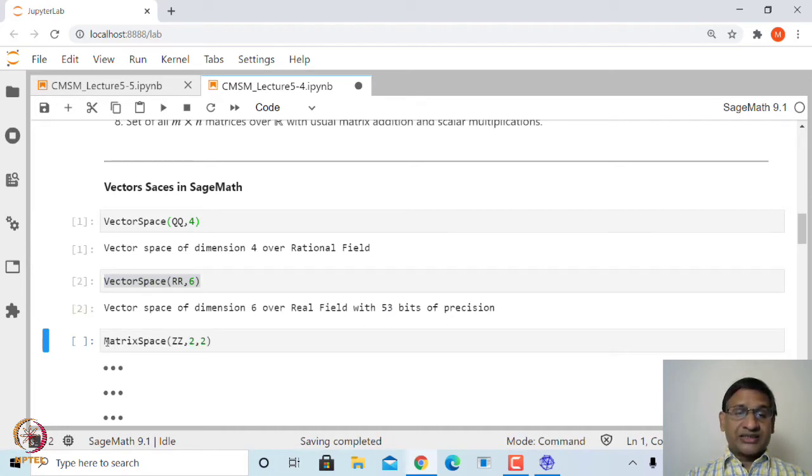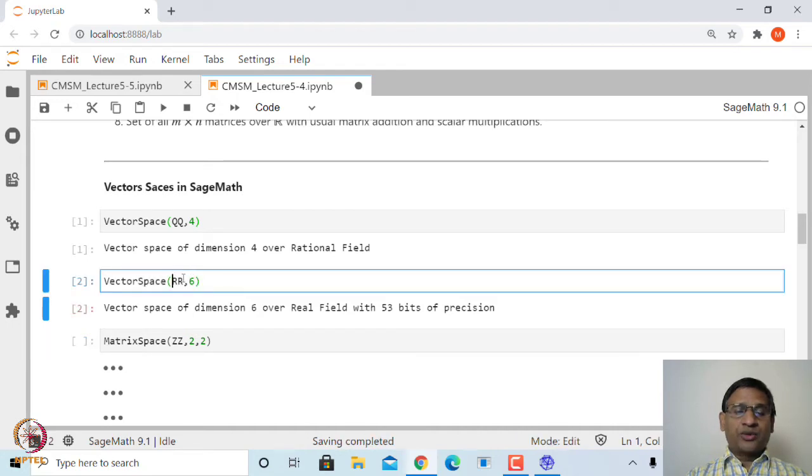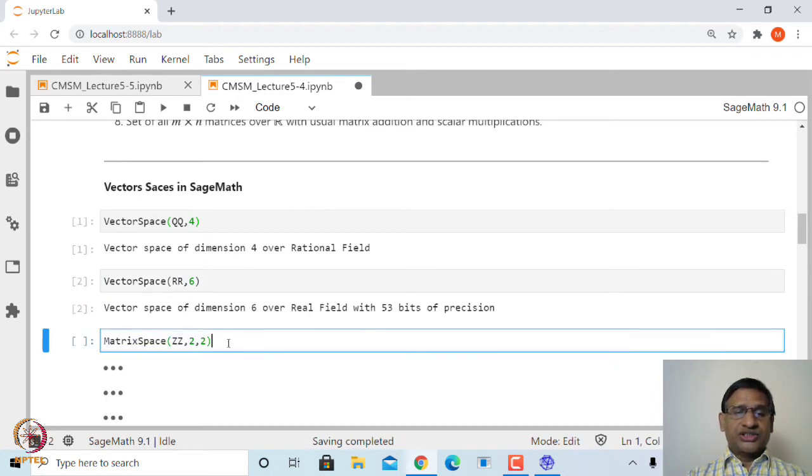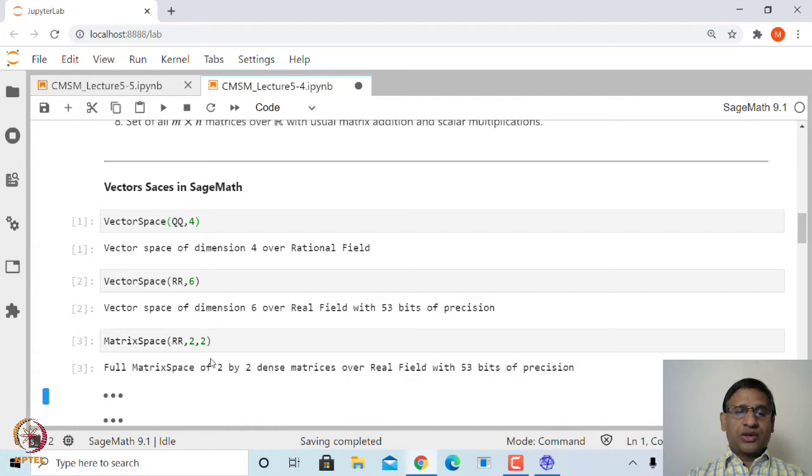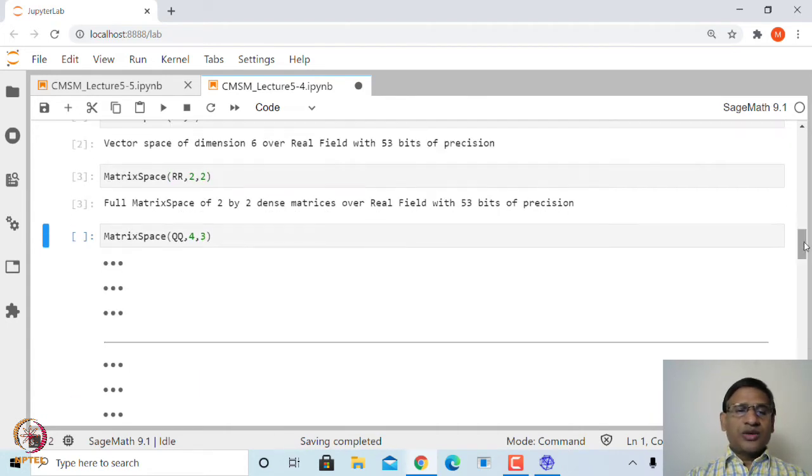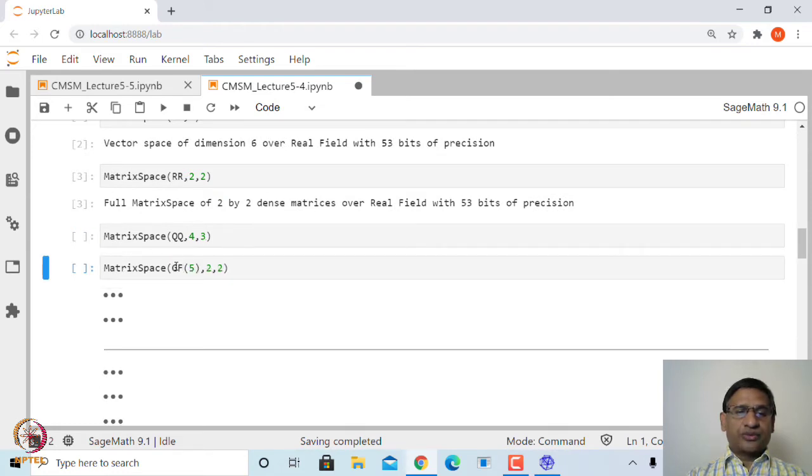Similarly, you can define a matrix space. Instead of RR, you can say CC. You can even mention some other domain also. So MatrixSpace ZZ, 2, comma 2, is the set of all 2 cross 2 matrices over Z. Similarly, you can have a matrix space over QQ of 4 by 3. You can have a matrix space over a finite field.